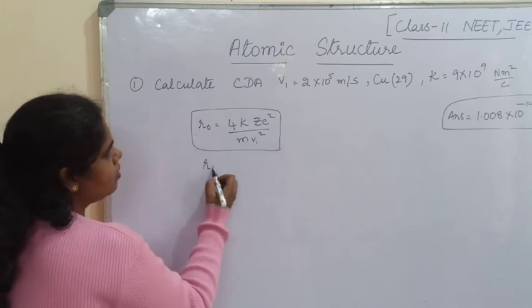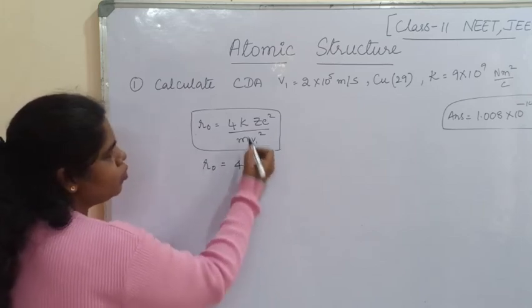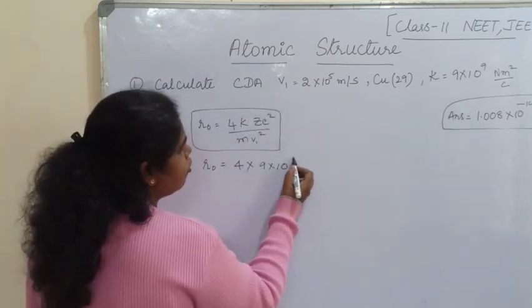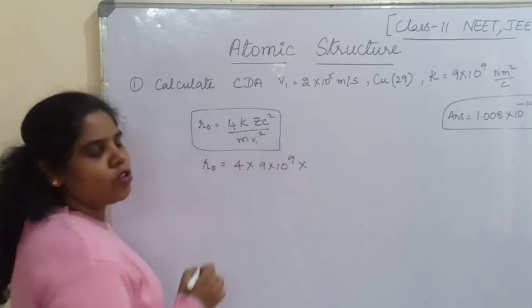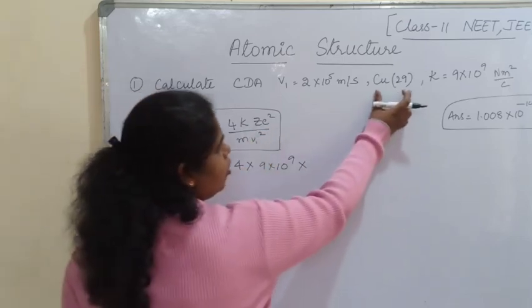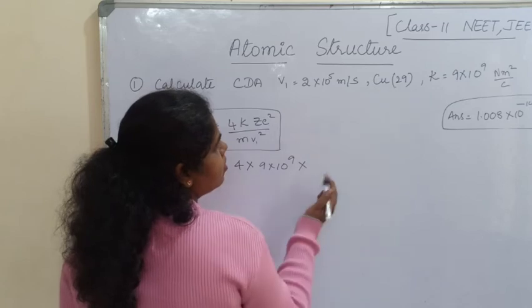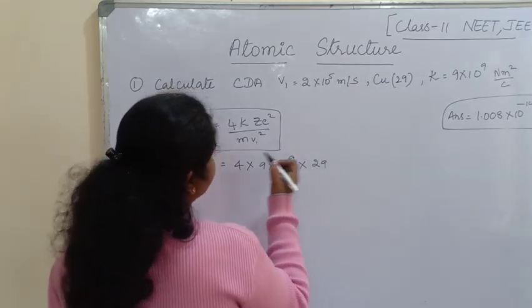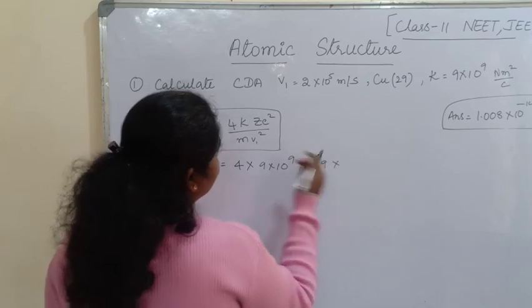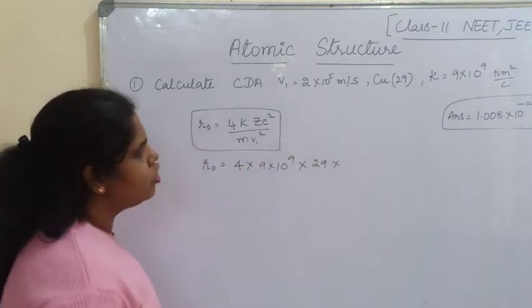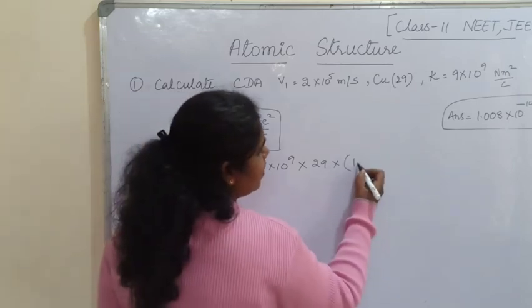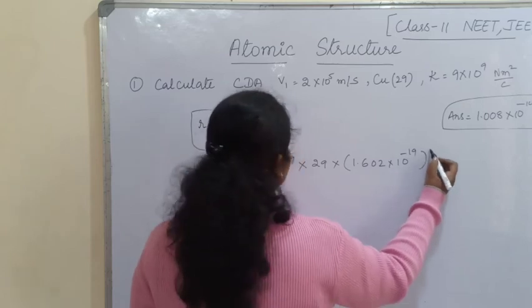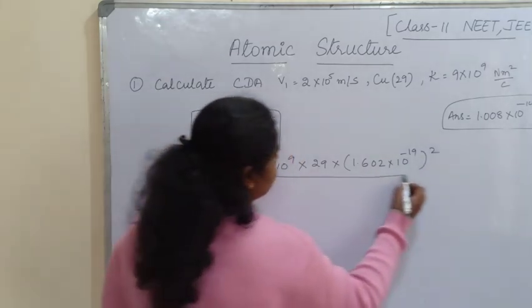So R0 is equal to 4 into K, which is a constant. What is the value of K? 9 into 10 to the power of 9, into Z. Z is called the atomic number. Here the atomic number of the atom is 29, that is for copper. So 29 into e square. e is the charge, so the charge will be 1.602 into 10 to the power of minus 19, whole square, divided by m.